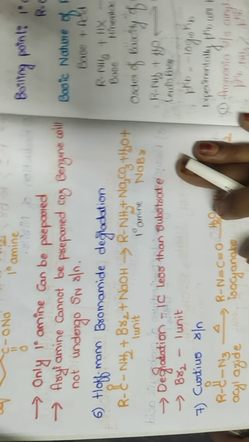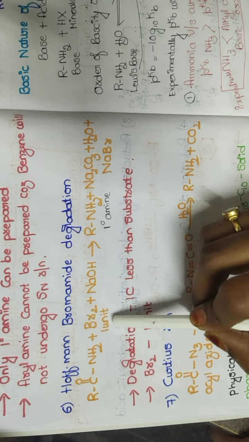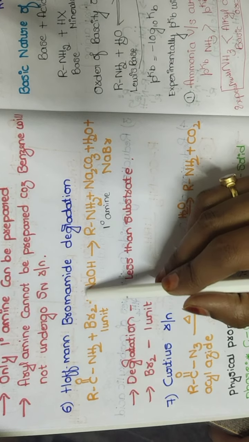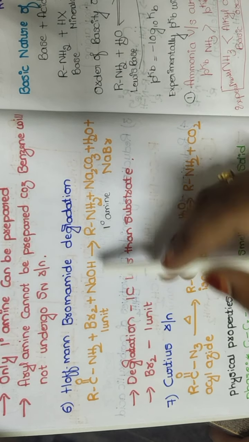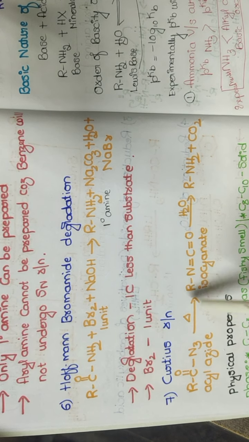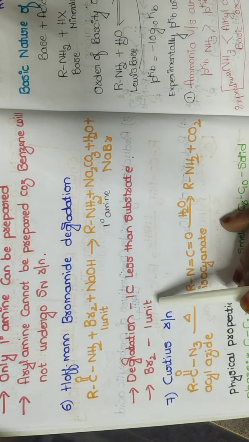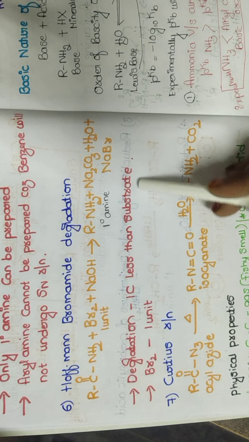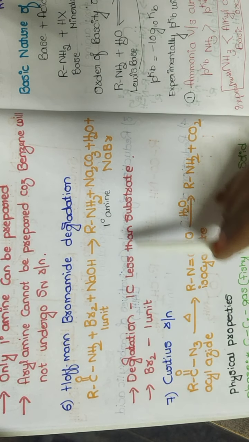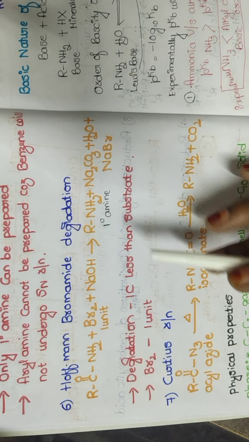Okay, fine. So the important point is bromine has to be used only in one unit. The number of moles of NaOH can be varied, but not the bromine. It has to be 1 unit only. So this is an important point. Degradation refers to 1 carbon less than the substrate molecule, and here the concentration of the bromine should be 1 unit and the concentration of the NaOH can be varied accordingly.